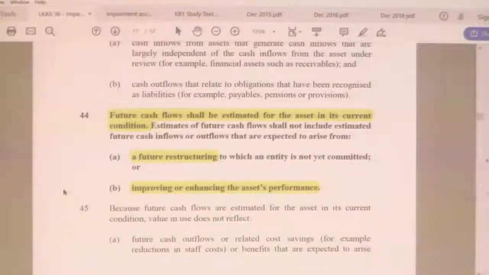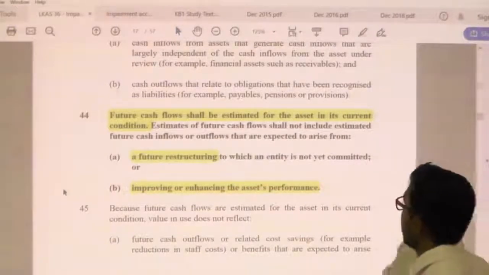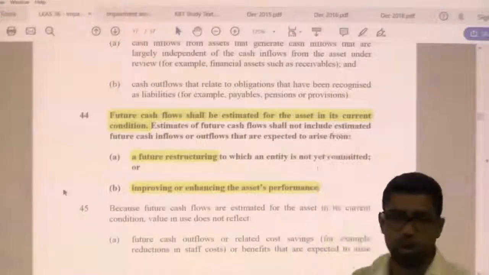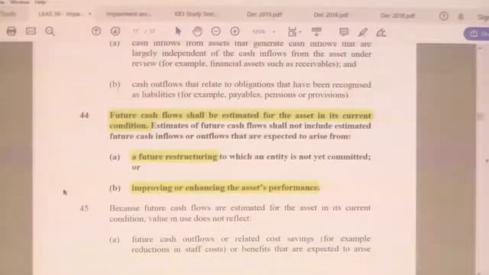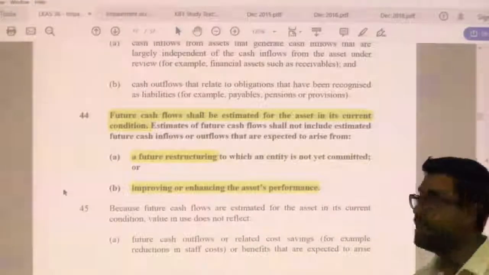Estimates of future cash flows shall not include estimated future cash flows or outflows that are expected arising from... Underline the word "shall not include", which means paragraph 44 explains what you exclude. Paragraph 44 explains what? This cash flow should be excluded.